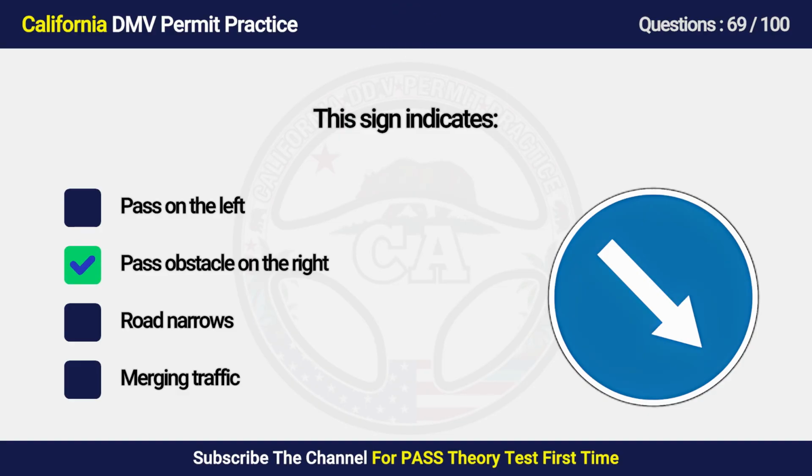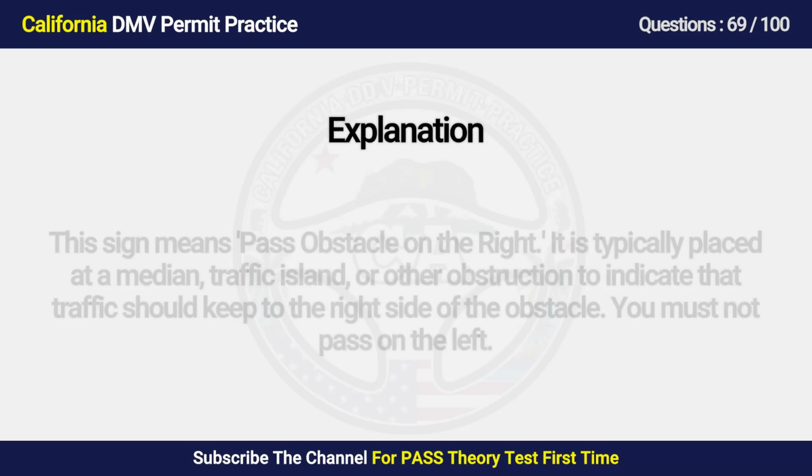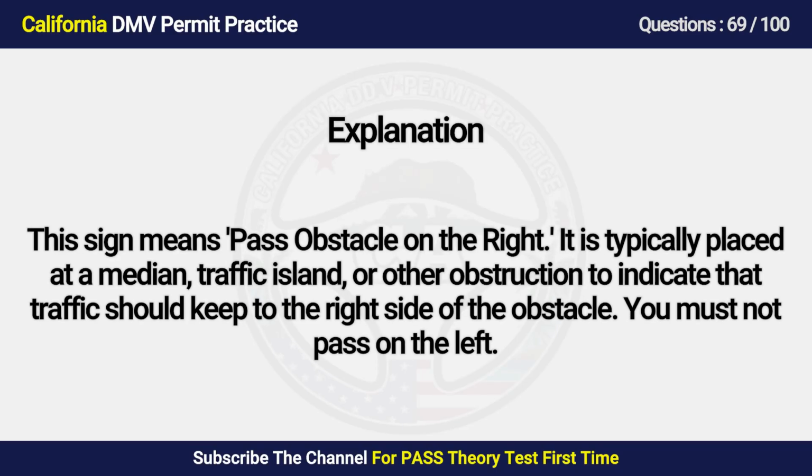Answer is B, pass obstacle on the right. This sign means pass obstacle on the right. It is typically placed at a median, traffic island, or other obstruction to indicate that traffic should keep to the right side of the obstacle. You must not pass on the left.